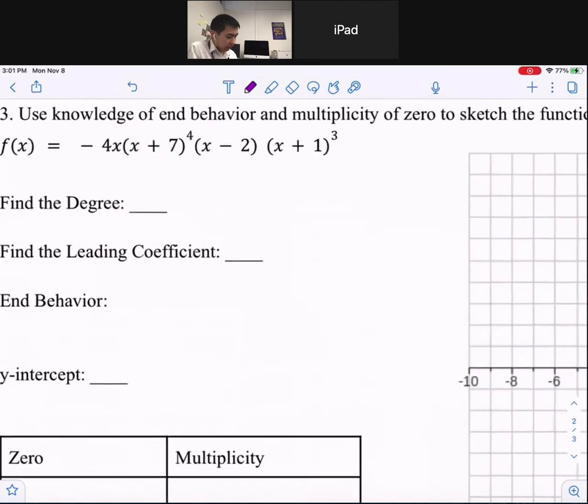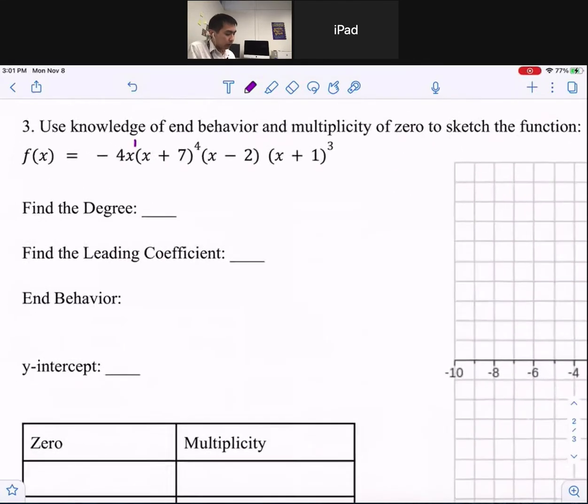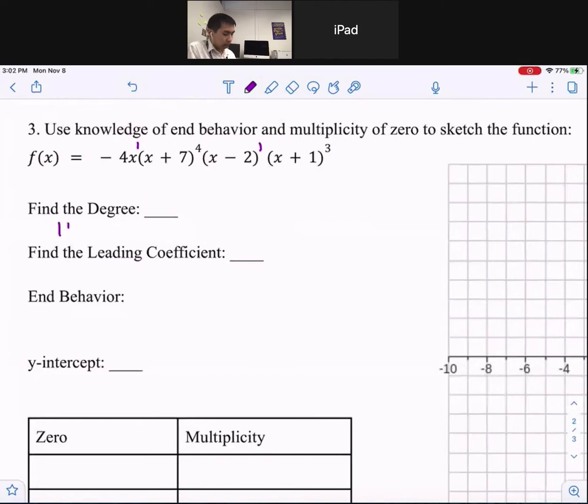Number 3, this has a degree of 1, so add up all the degrees together, right? 1 plus 4 plus 1 plus 3. I don't know why all of these are 9, just kind of strange, but this one's 9 as well. Leading coefficient. So this coefficient times this one, times this one, times this one. So negative 4 times 1 times 1 times 1, negative 4.